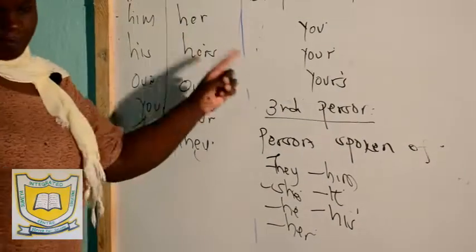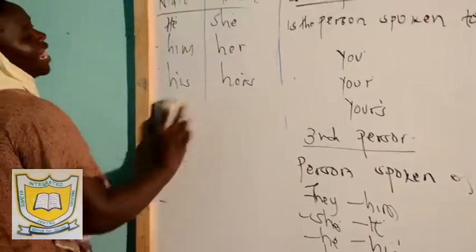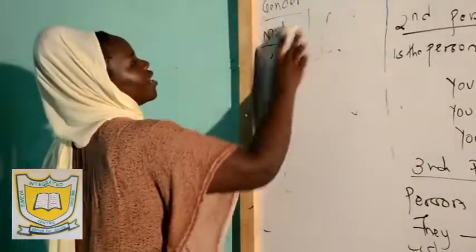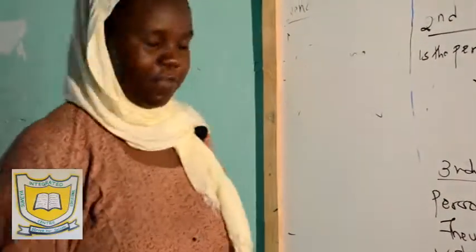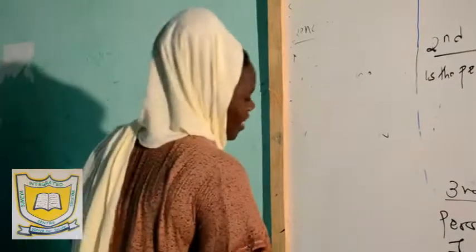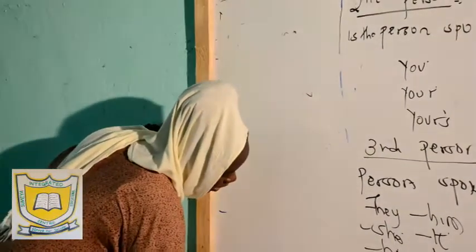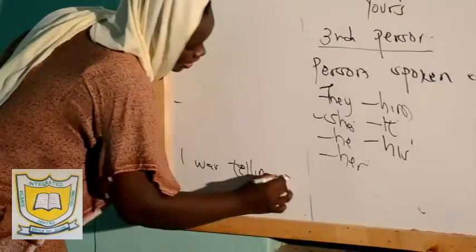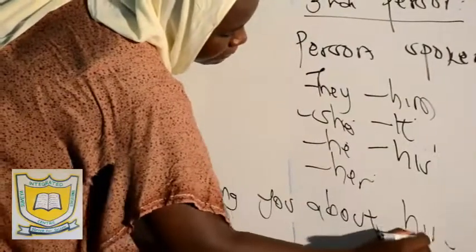A person spoken of. Now, let's go to an example in a sentence and let's see a person spoken to, a person speaking, and a person spoken of. I'm going to say in a sentence, I was telling you about him.